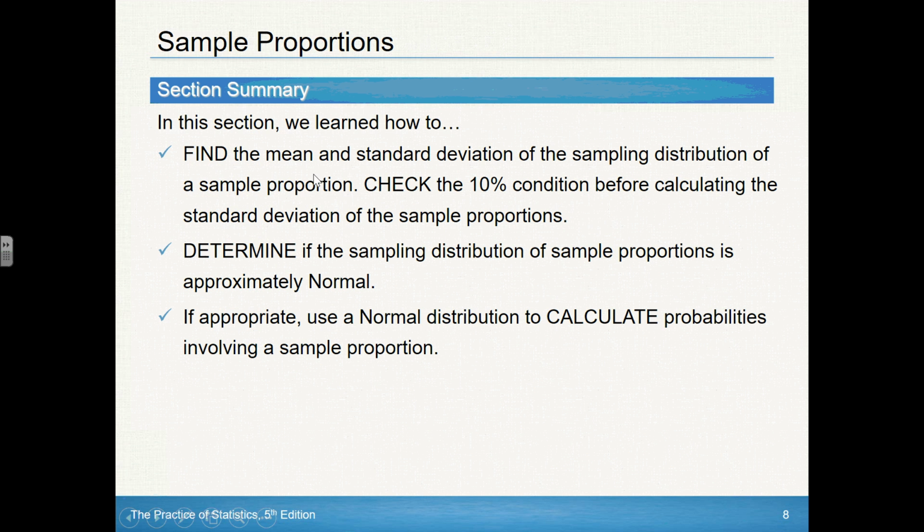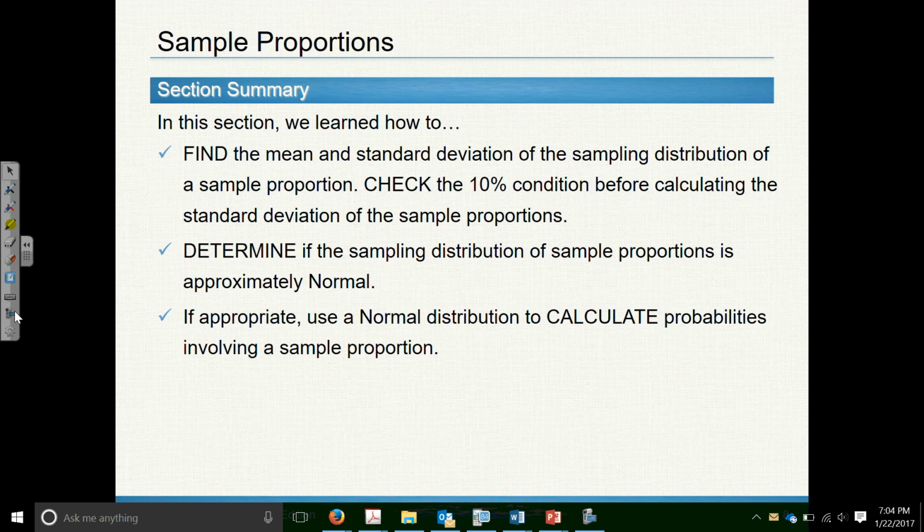So that's it. Again, you see not much really new here other than the fact that we have our new check for the standard deviation of a sample proportion. But everything else is really just an application of things that we already know. That's it for this section.